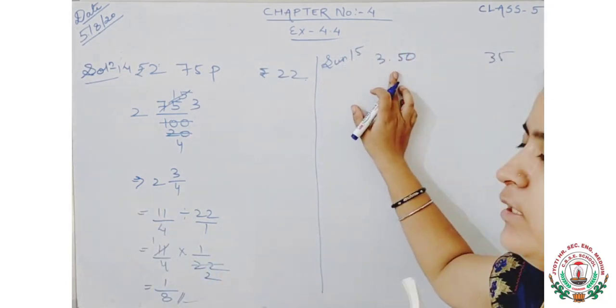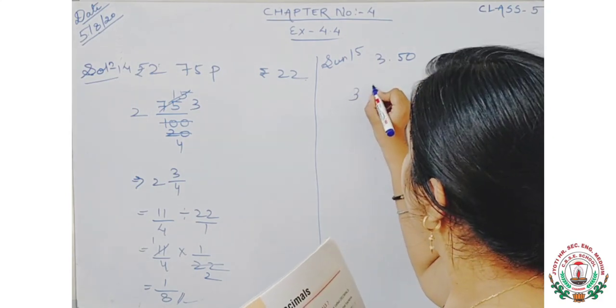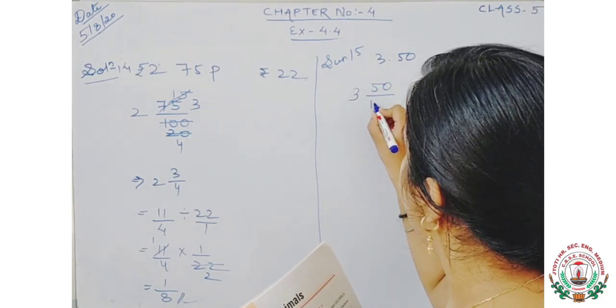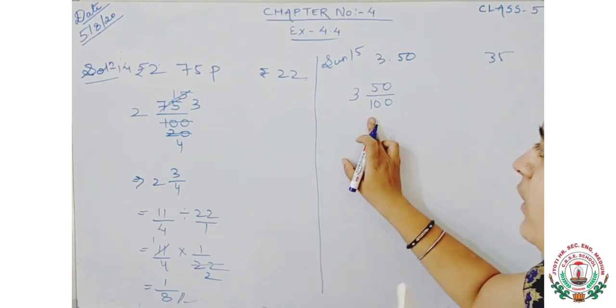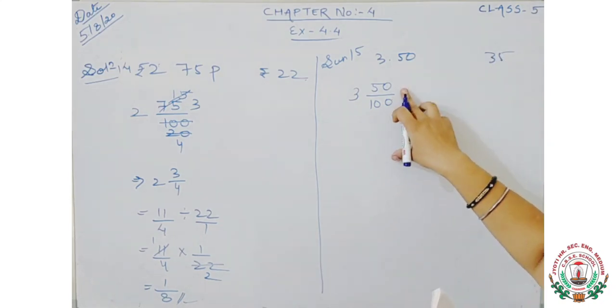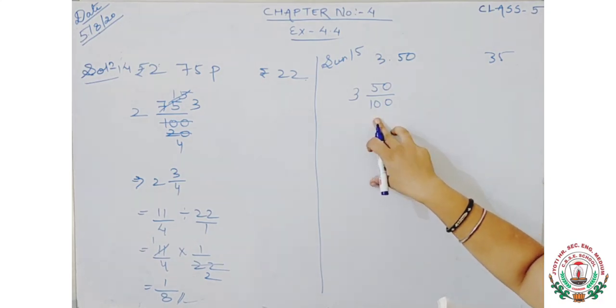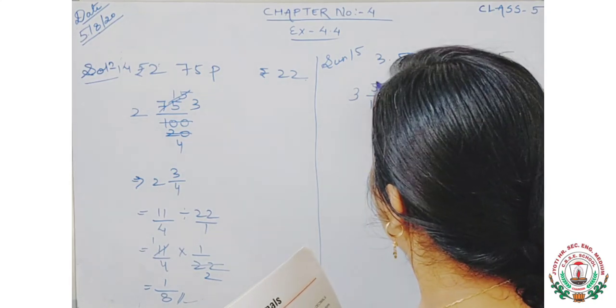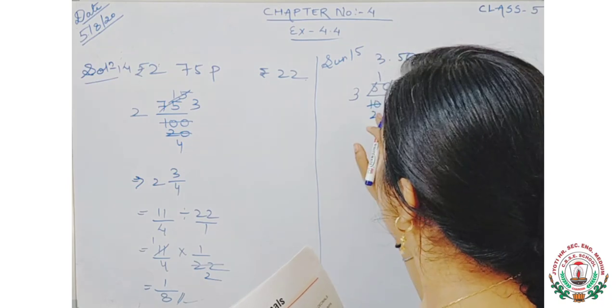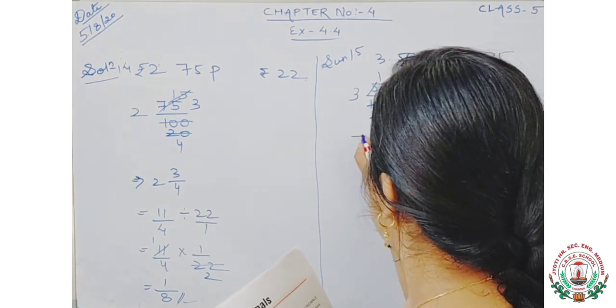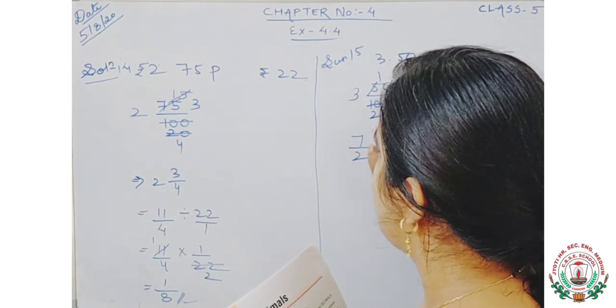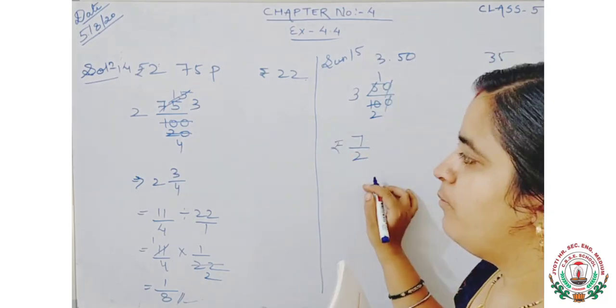First we will change this. 350 upon 100. Why am I writing 100 here? Because we have to convert this paise into rupees. That's why I am dividing it by 100. So 0 0 cancel out. 5 1s are 5, 5 2s are 10. What is left out? 2 3s are 6 plus 1, 7 by 2. Now this is converted into rupees: 7 upon 2.